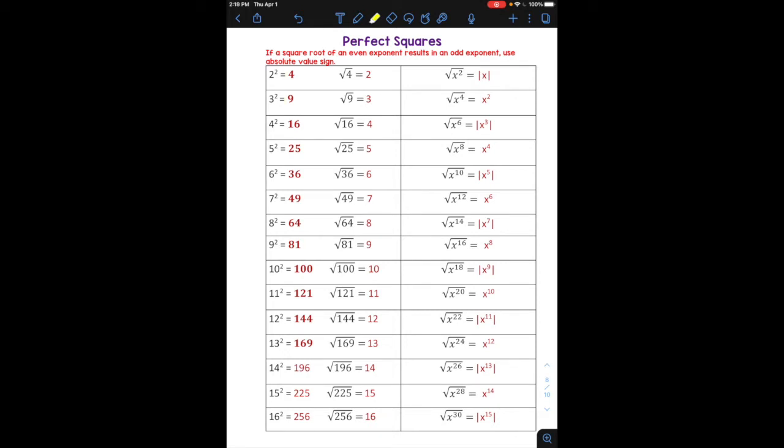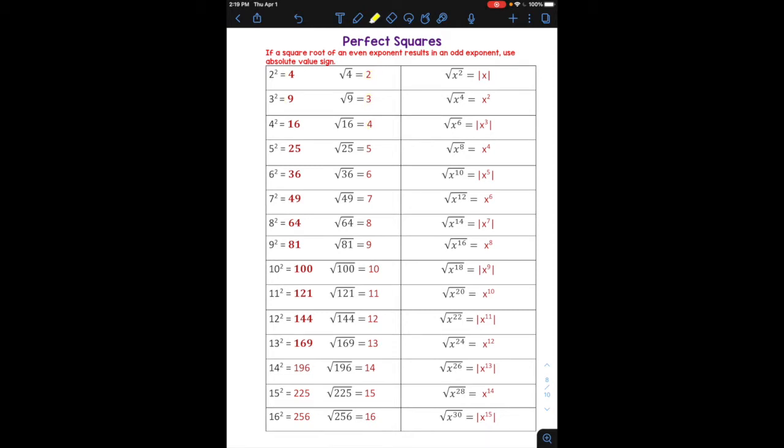Again, a perfect square is a number that we know the value of its square root. Square root is asking you what number times itself is equivalent to the number inside the root. So the square root of 4 is asking you what number times itself is 4. That would be 2. What number times itself is 9? That would be 3. What number times itself is 16? That would be 4, and so on.